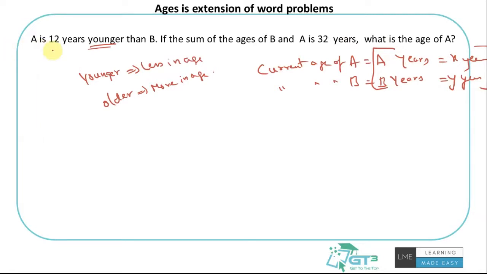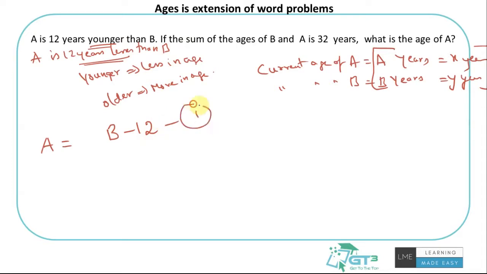So A is 12 years younger than B. Basically means A is 12 years lesser than B. If you have seen our earlier video on word problems, you'll see how we convert this clue into a simple statement. A is equal to 12 years less than B, so it should come as B minus 12. And this is what this clue says. One equation. Sum of ages of B and A is 32 years, so that means A plus B is 32. That is my second equation. Two variables A and B, two equations, I should solve them and get my required values.